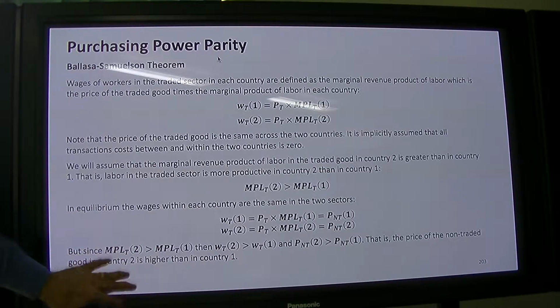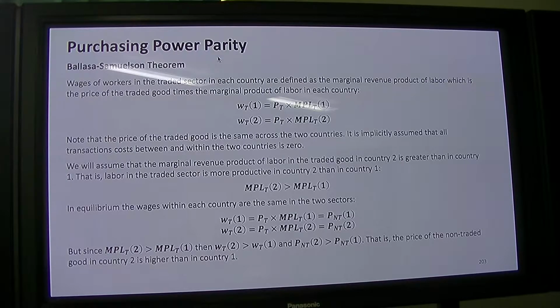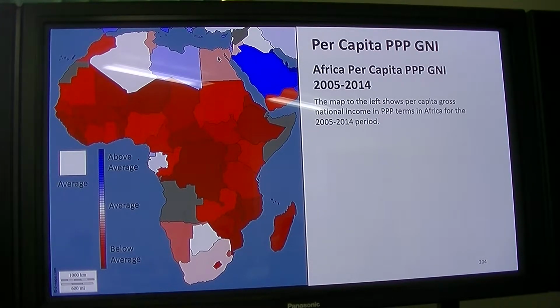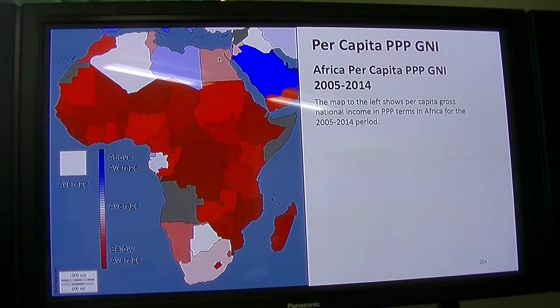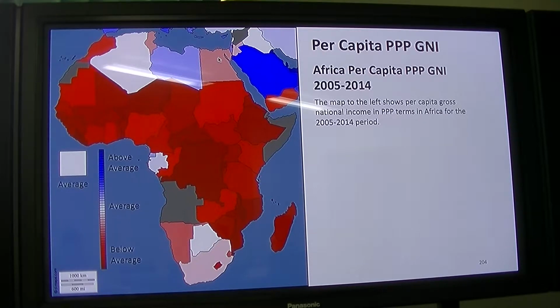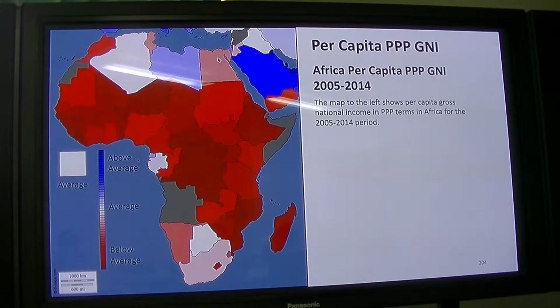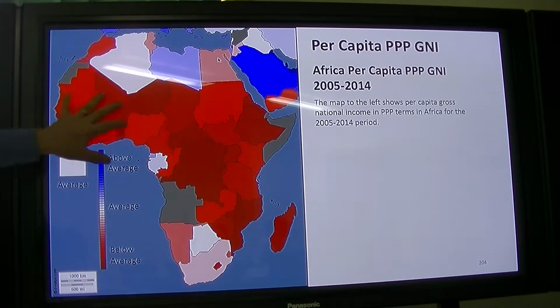And that explains why, at least the point here is that you can get an understanding as to why the prices of non-traded goods in a developing country, as opposed to a wealthier country, are lower. It's because there's lower productivity in the traded good in the developing country compared to a wealthier, more productive country. So now we can look at that and see how this works.